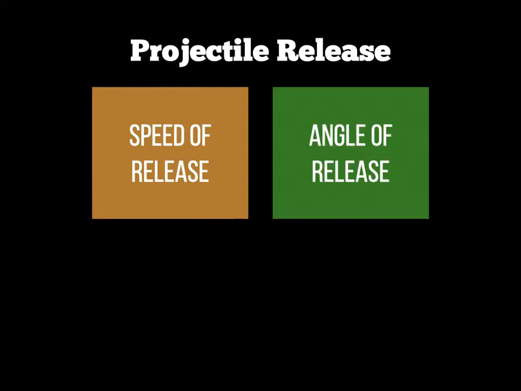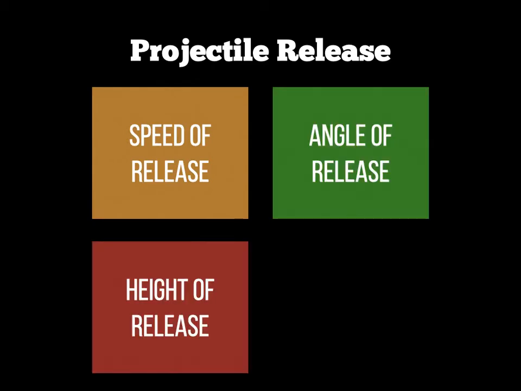Now, how far a projectile travels is dependent on projectile release, and there are 3 factors that affect projectile release, and these are the speed of release, the angle of release, and the height of release. So depending on those 3 factors will depend on how far your projectile, in this case a shuttlecock or a shot put, will actually travel.